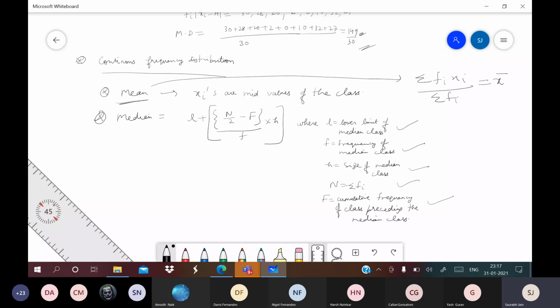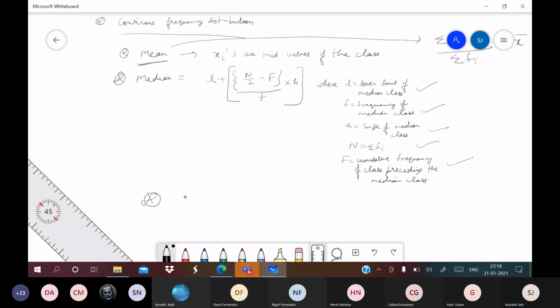You might have solved questions based on this where you find median for the continuous frequency distribution. Once you find this, what is the last thing? The last thing is the formula for mean deviation, and that working is the same. Mean deviation is 1 upon n, sigma fi mod of xi minus a, i from 1 to n. What is a? A will be mean or median according to the question. Same formula.